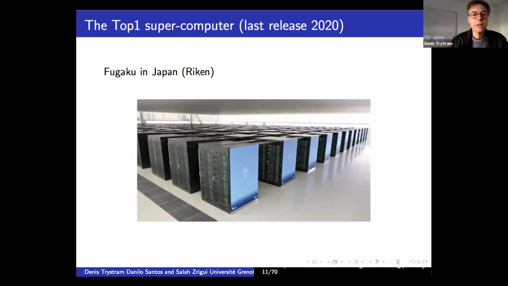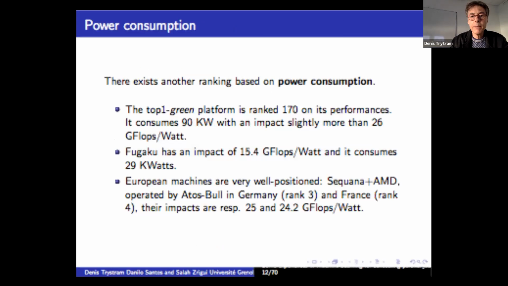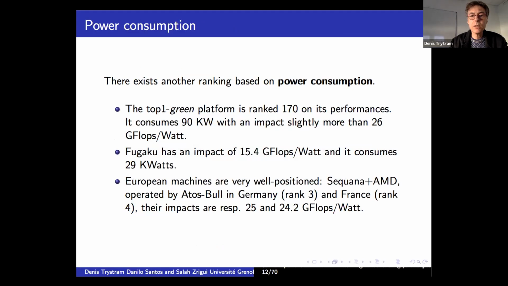It is in Japan, and its name is Fugaku. But here is another thing which is quite interesting. We can also see the contest in terms of power consumption, and this Fugaku is still in the rank, but it consumes a lot, and consumption is given by gigaflops per watt. And you see that the top green machine is only 170 on its performances. So these are some orders of magnitude of what happens.